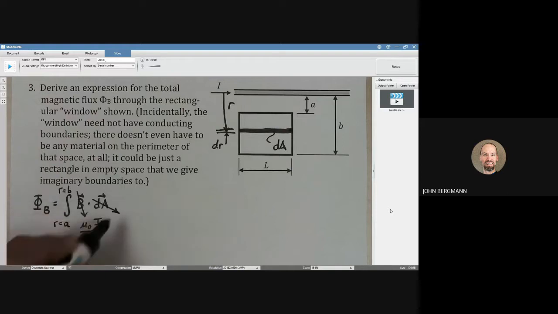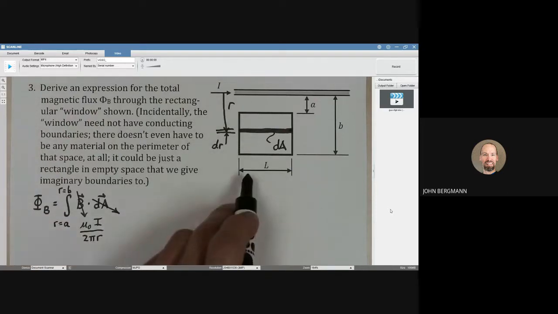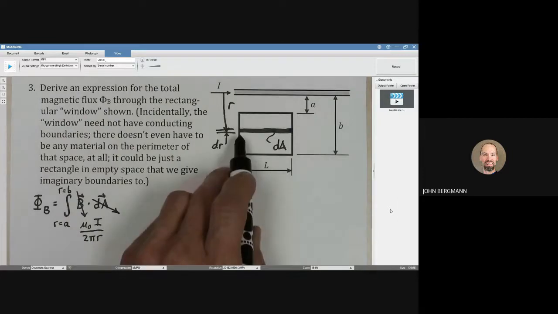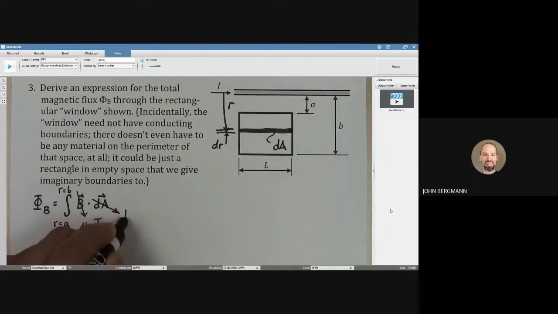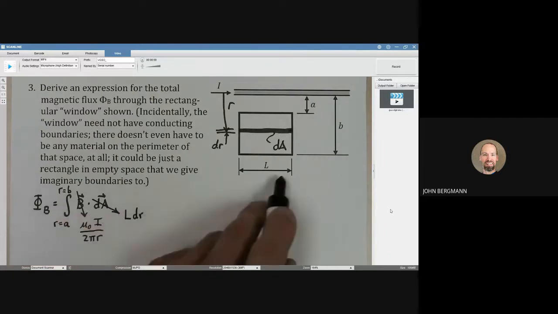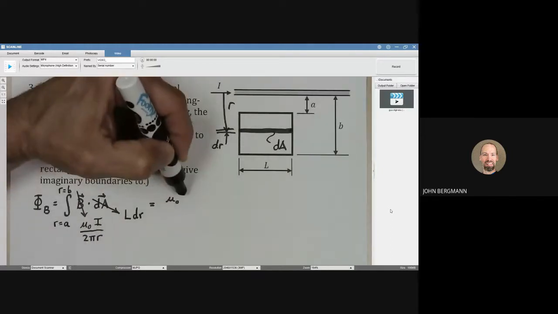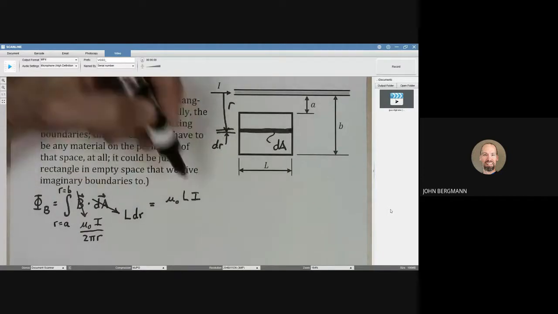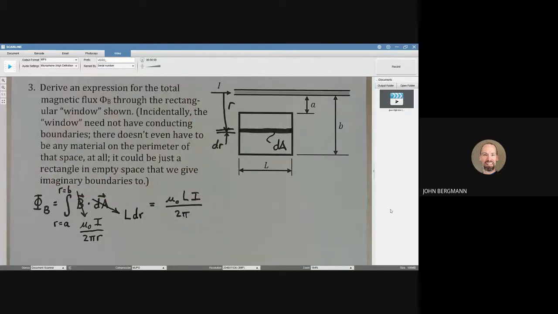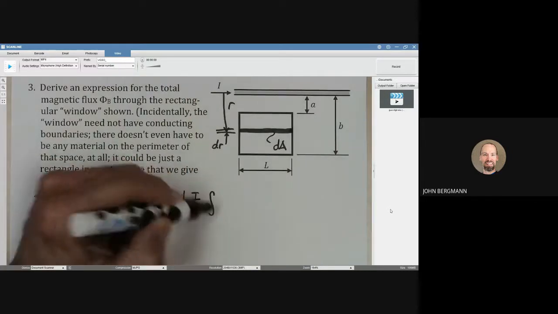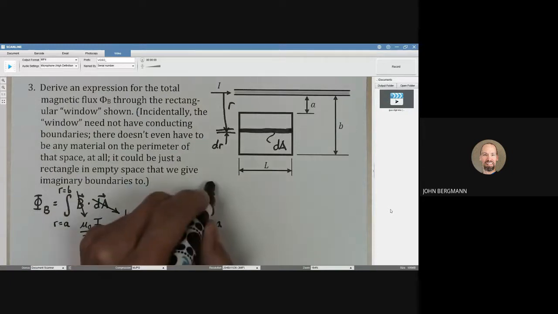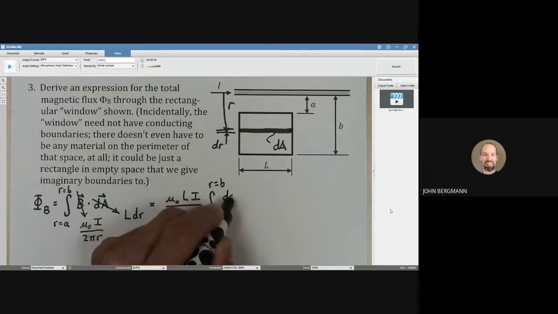And what's dA? In terms of our diagram, isn't it L times dr? See, dA is a little tiny rectangle which has the area L, which is given in the diagram, times that tiny little height, which is dr. If we simplify this, what does this give us? Let's pull the constants out of the integral. Mu naught is a constant, L is a constant, I is a constant, 2 pi is a constant, and that just means that we are integrating from r equals a to r equals b dr over r.